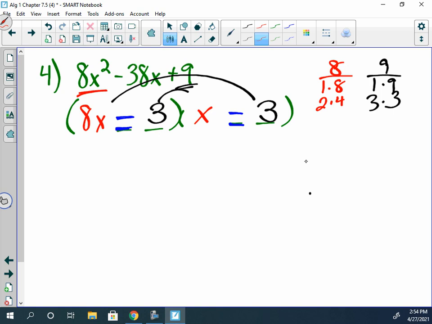So let's look at these here, see if 1 and 8 does anything. 8 times negative 3 would be negative 24x, and negative 3 times x would be negative 3x. Well, negative 24 minus 3 is going to be negative 27. Is that what we wanted? No. It is closer.